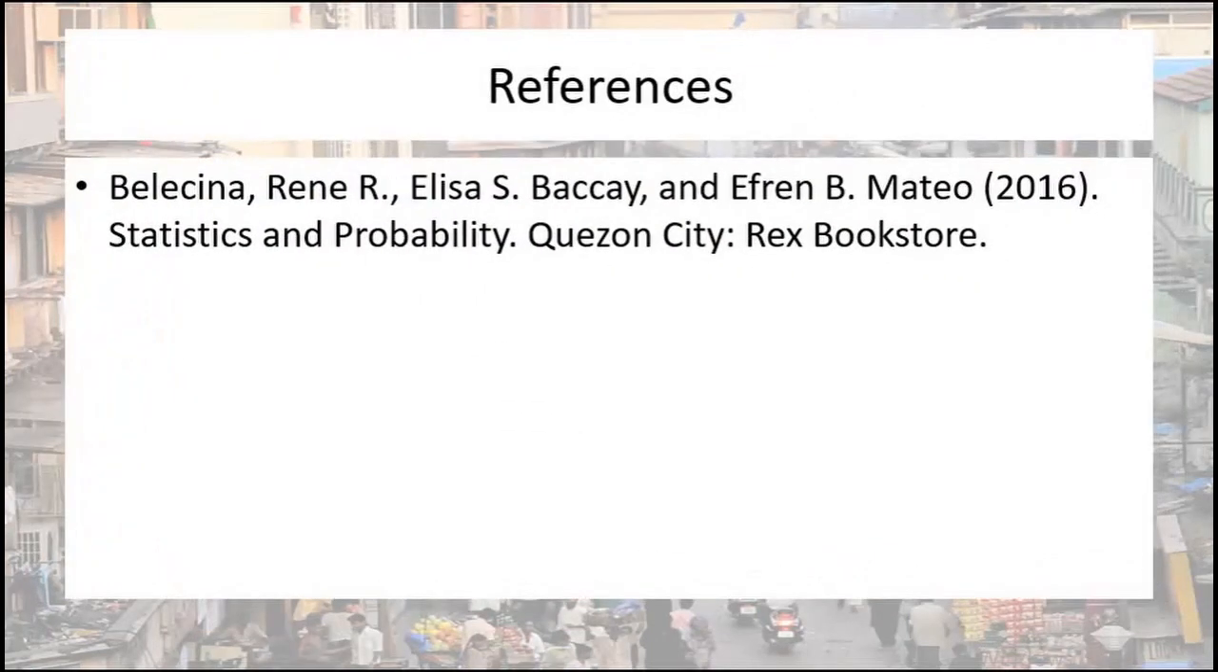References from Belicina Rene R. and Elisa S. Bacay and Efren B. Mateo, 2016, Statistics and Probability, Quezon City, Rex Bookstore.